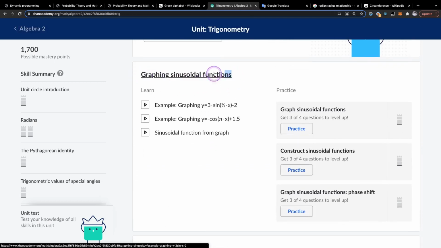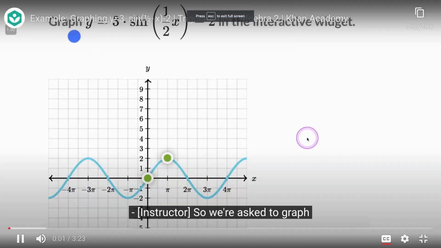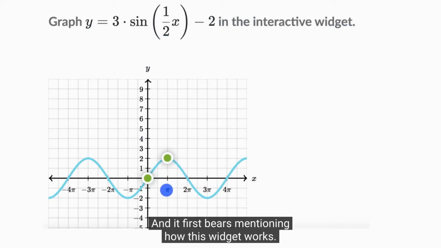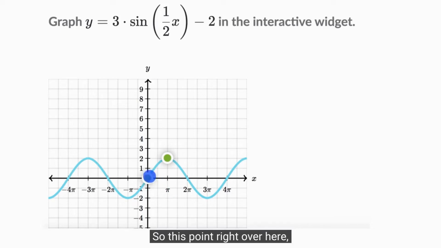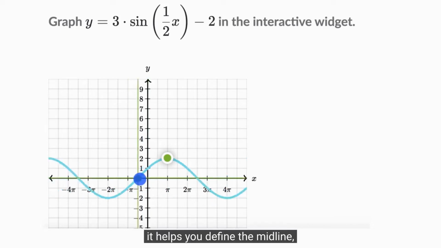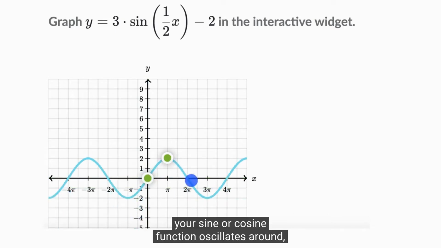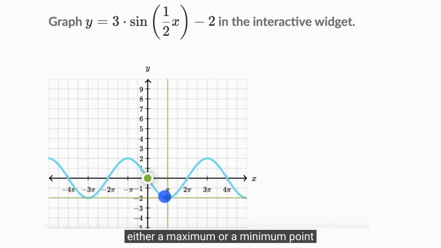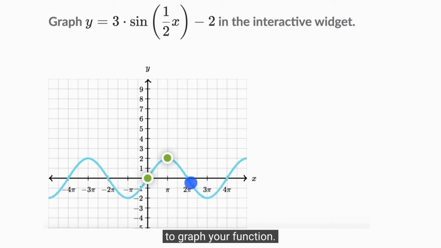Graphing, say whatever function. So we're asked to graph y is equal to 3 times sine of 1/2 x minus 2 in the interactive widget. And this is the interactive widget that you would find on Khan Academy. It first bears mentioning how this widget works. This point right over here helps you define the midline, the thing that you could imagine your sine or cosine function oscillates around. And then you also define a neighboring extreme point, either a maximum or a minimum point, to graph your function.